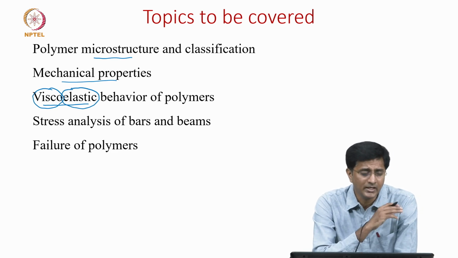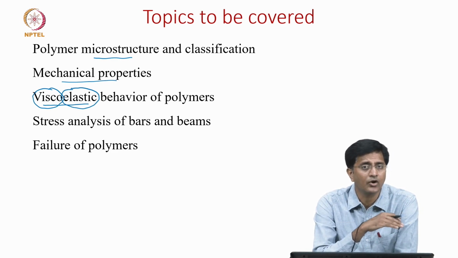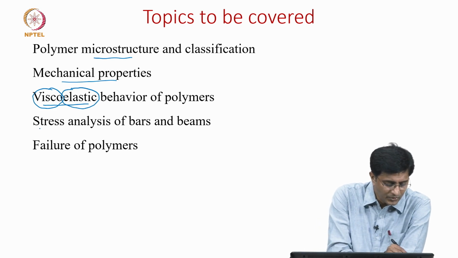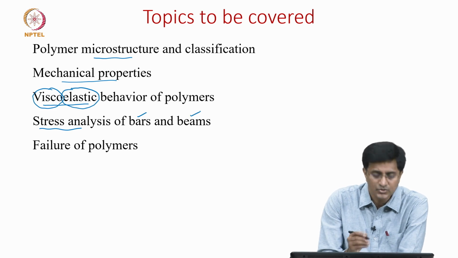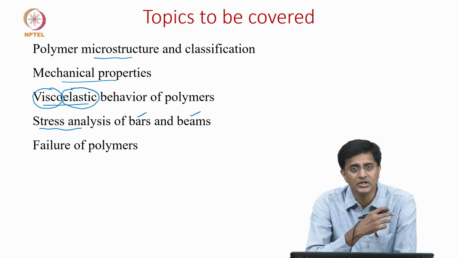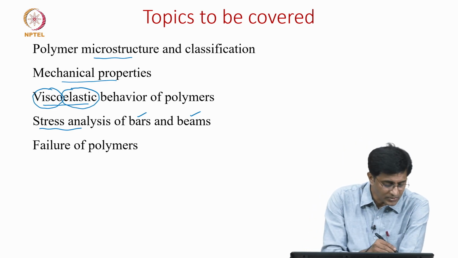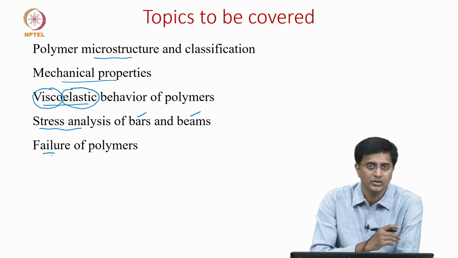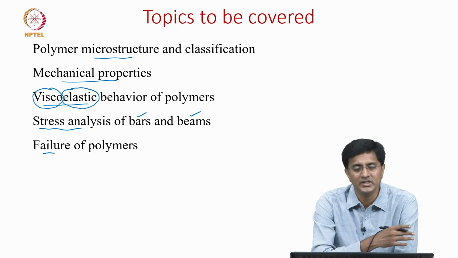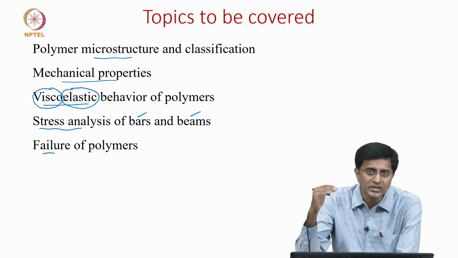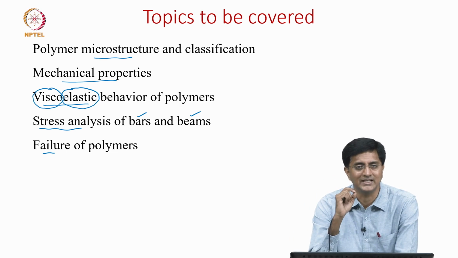So, we will be looking in depth at the viscoelastic behavior and how to model it for stress and strain analysis. Once we learn that, we will apply it to stress analysis of bars and beams, so that we can use this new understanding of viscoelastic behavior for structural applications. And finally, we will also look at how polymers fail, because the way each material fails is different, and the reason why we learn about failure is because we need to know what limits we can take this material to, such that we can get the best out of the design.